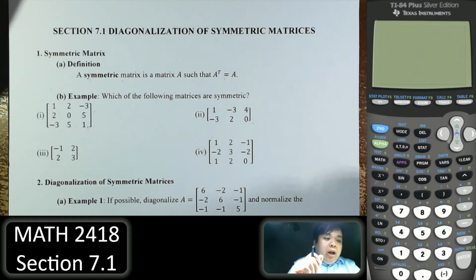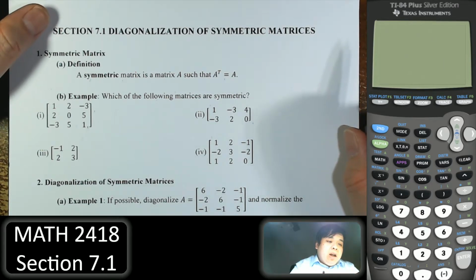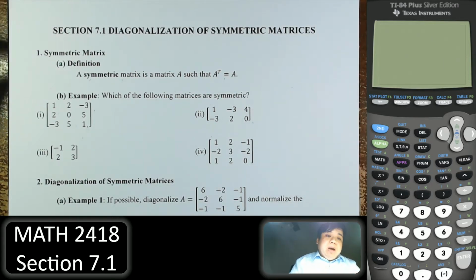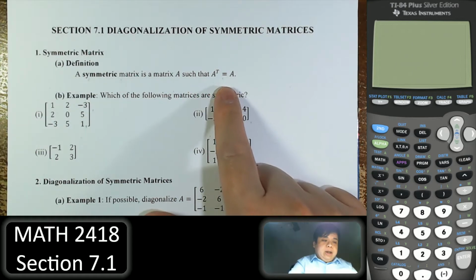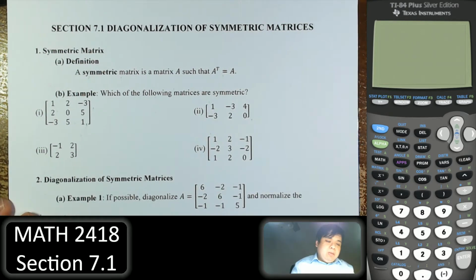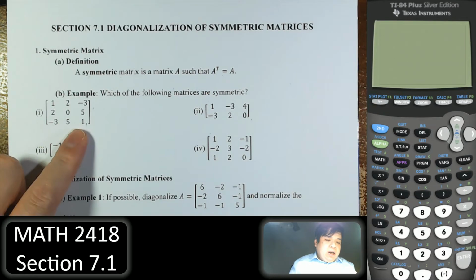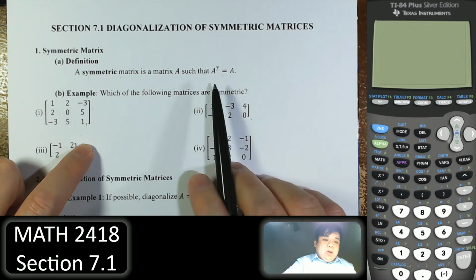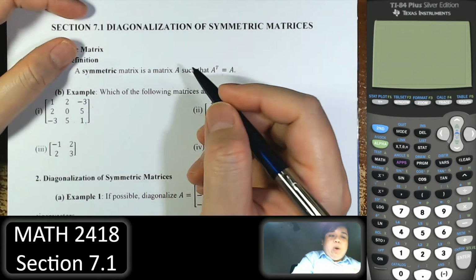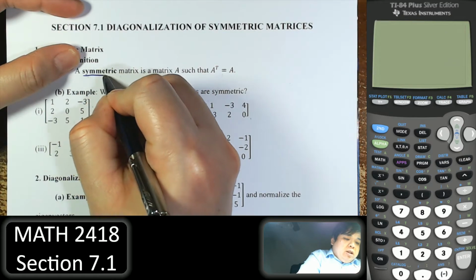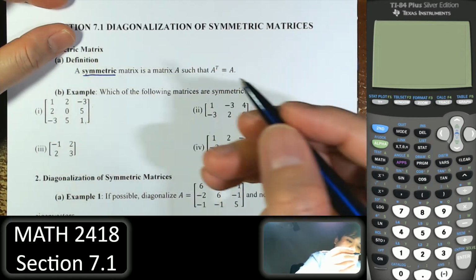Hi everybody, welcome to another video in linear algebra, section 7.1, diagonalization of symmetric matrices. A symmetric matrix is a matrix A such that A transpose is equal to A. So let's look at some matrices here. Symmetric, as I said, means A equals A transpose. Because of that, A has to be square. A symmetric matrix has to be a square matrix.